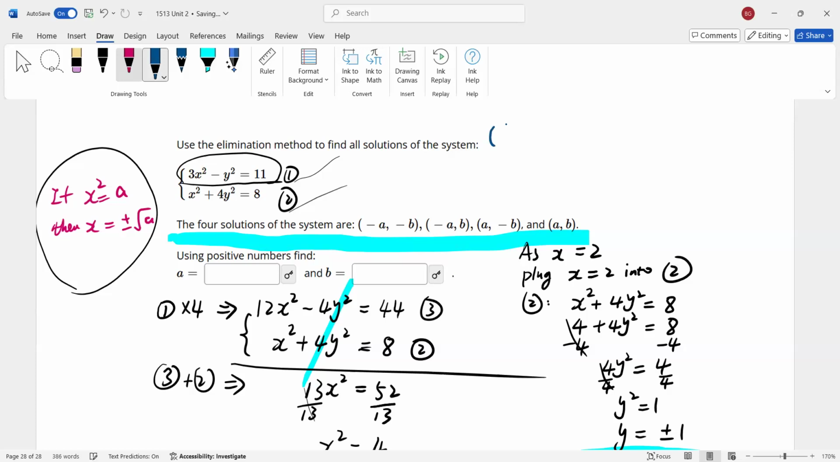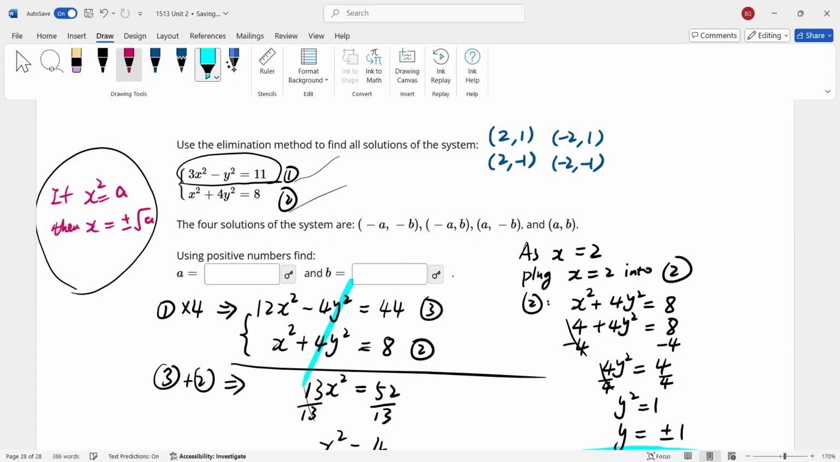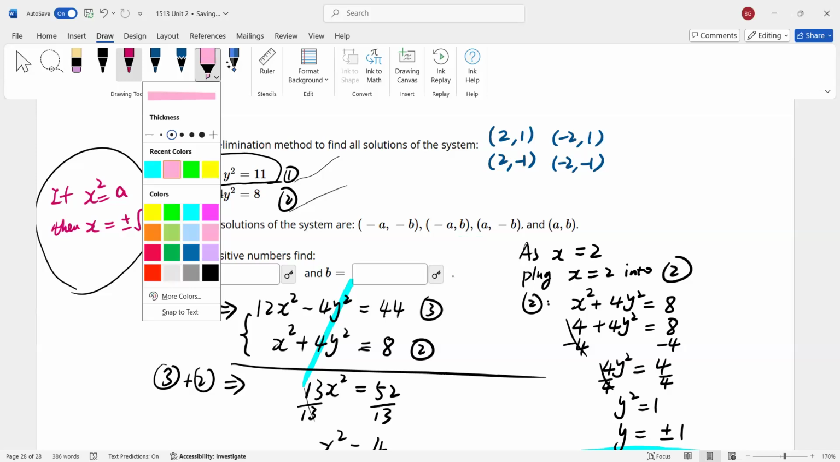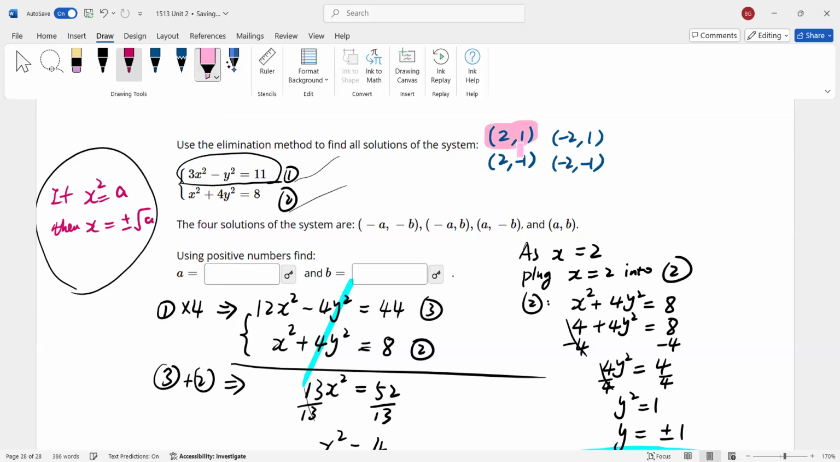We have (2, 1). We have (2, -1). We have (-2, 1). We have (-2, -1). And compare the 4 solutions, let's use the pink, with the format provided by the problem. And can you tell the values for a and b? What is a, what is b?